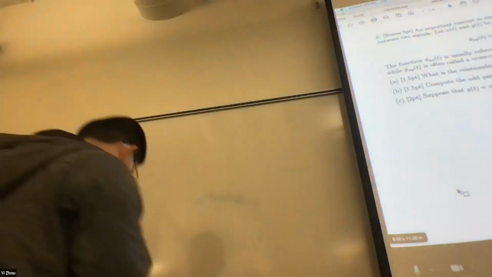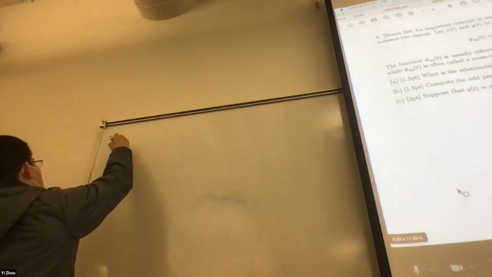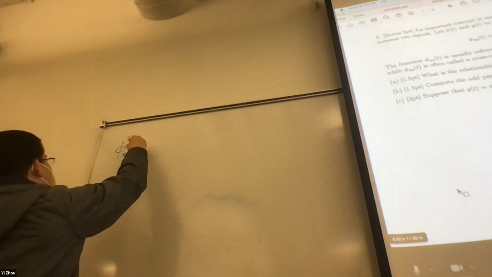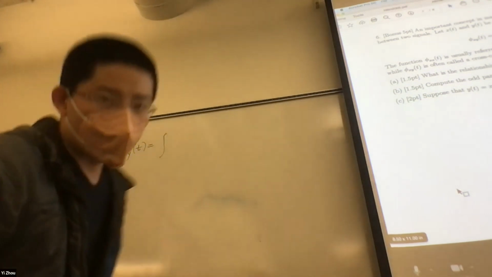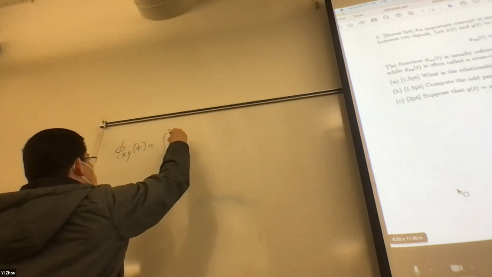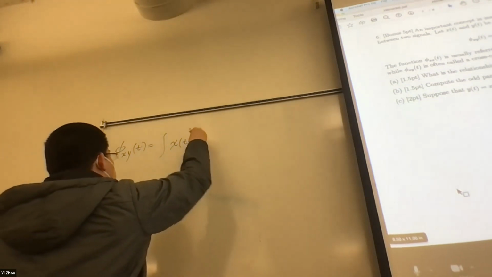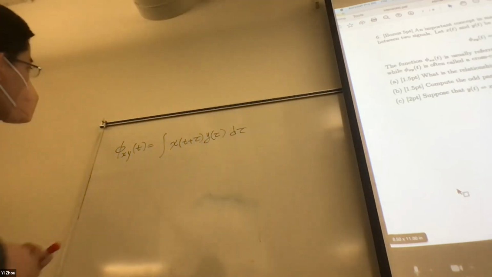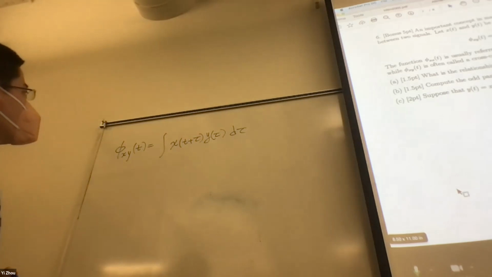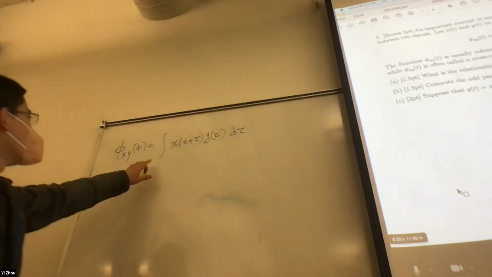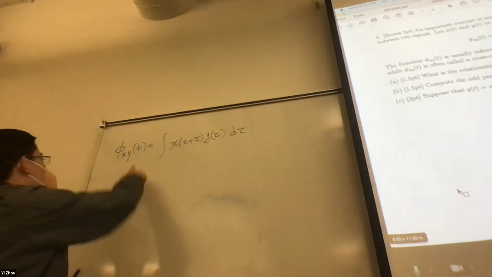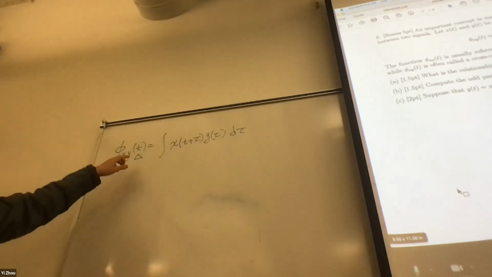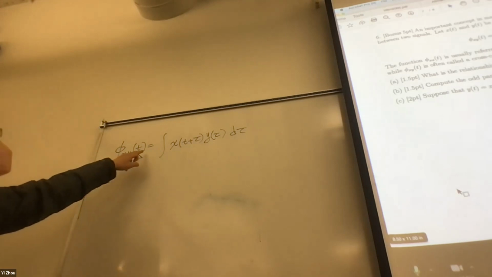So we are looking at this correlation function phi_xy(t), which is defined as, looks very similar to the convolution. So it's the integral of x(t + tau) y(tau) d tau. We are integrating over tau. But here we are looking at a t. So this denotes the correlation between signal x and y at a particular time t.